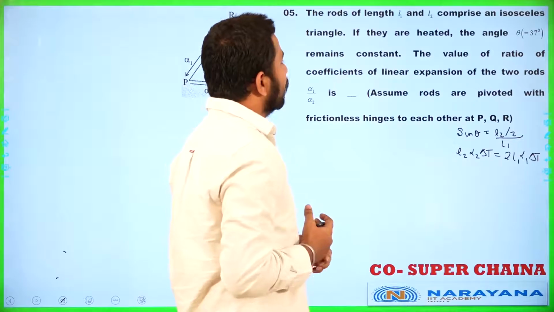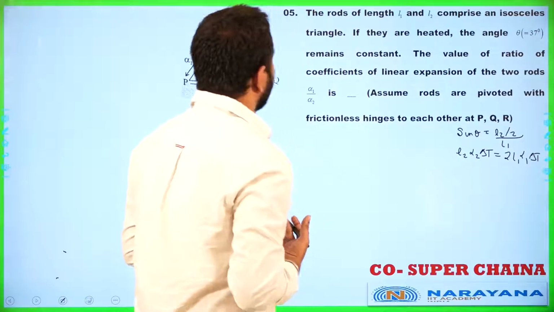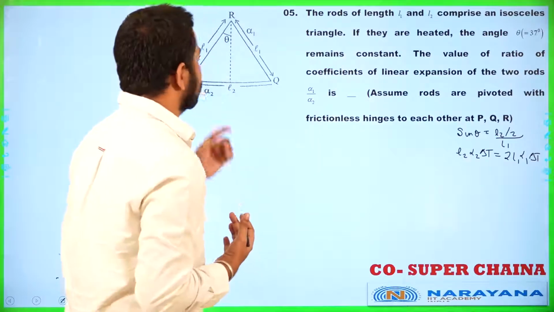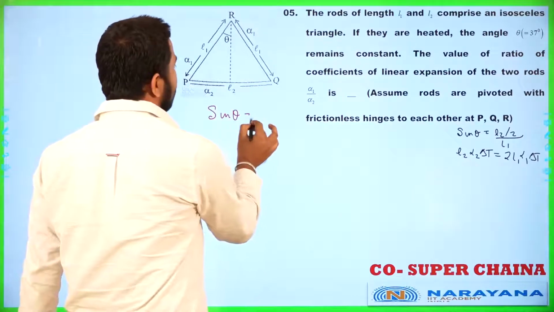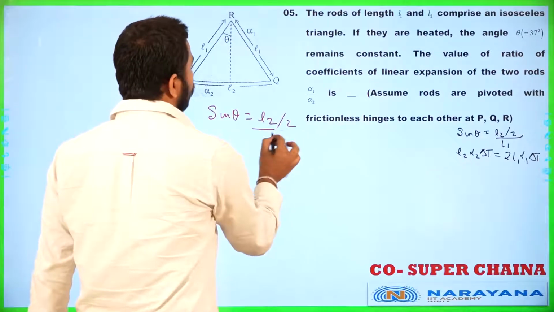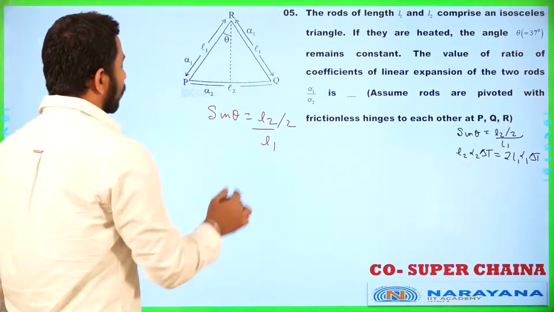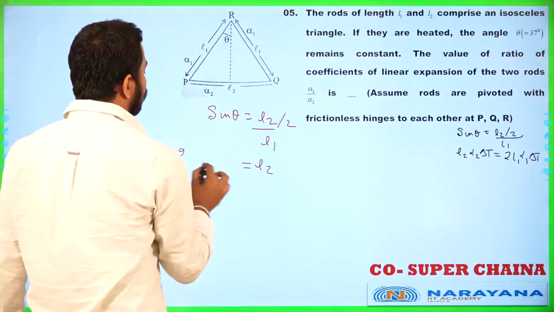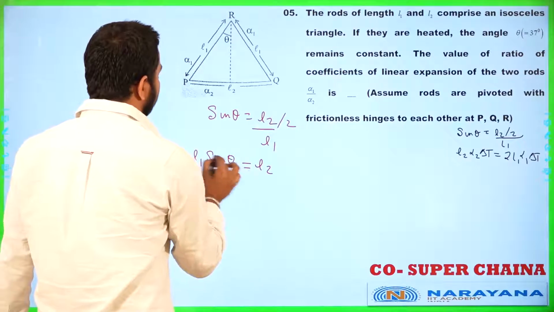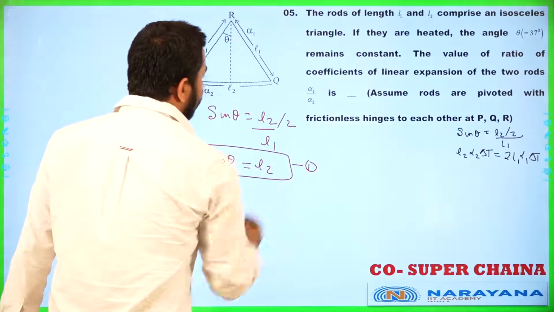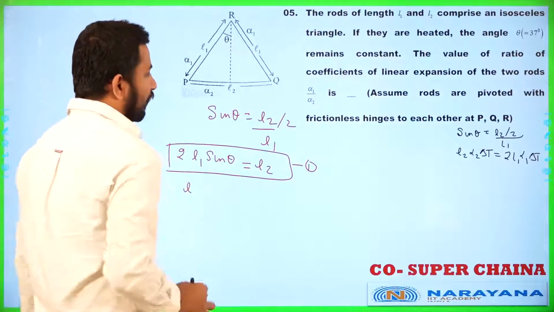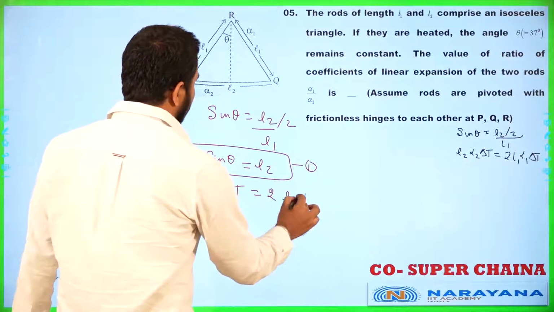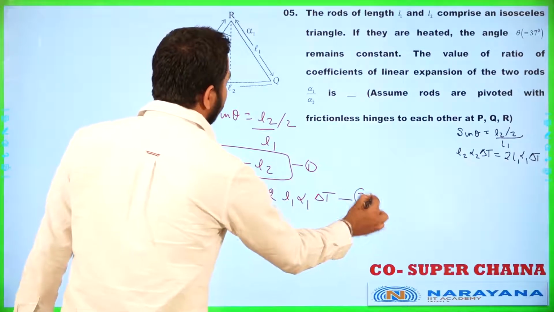The rods of length L1 and L2 comprise an isosceles triangle. If they are heated, the angle theta, 37 degree, remains constant. So this angle remains constant. So I can write here sin theta as L2 by 2 by L1, right. So from here I can write L2 will be 2 L1 sin theta, right. I'll name this 1. So if I write it for L2 alpha 2 delta t, it will be 2 L1 alpha 1 delta t. I name this as equation 2.